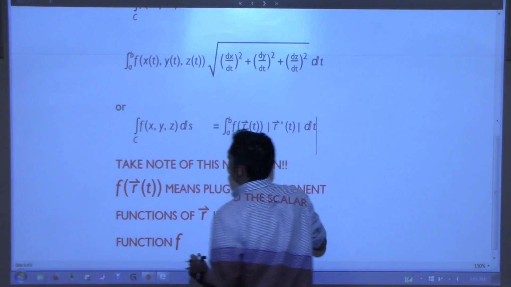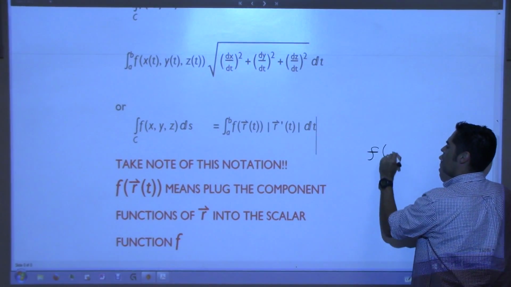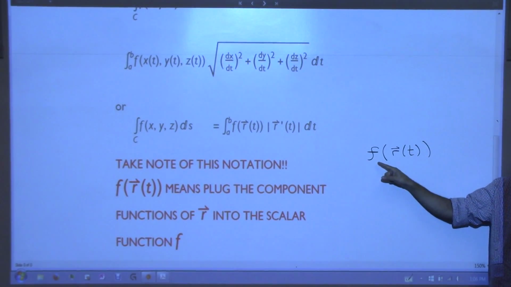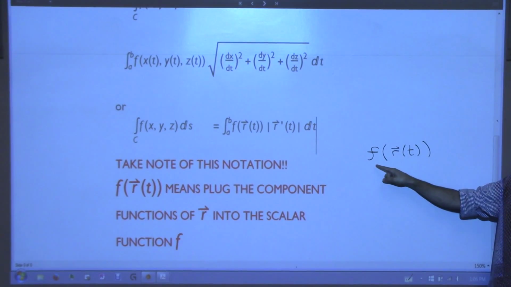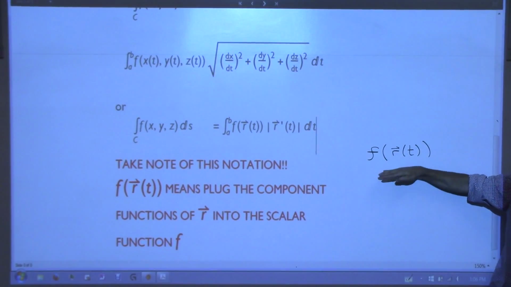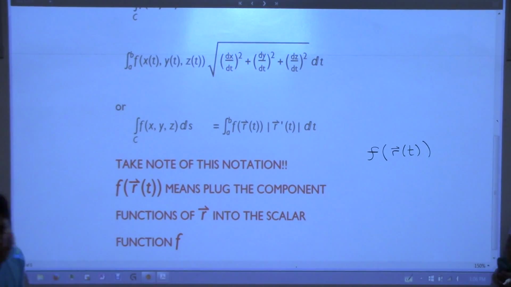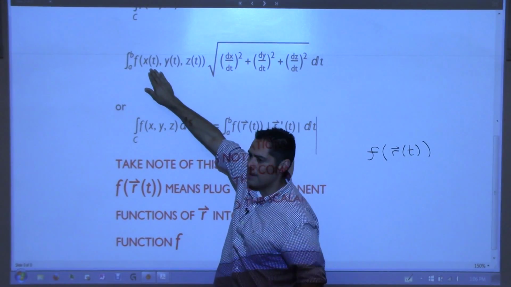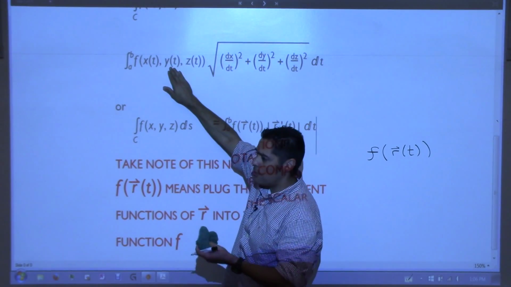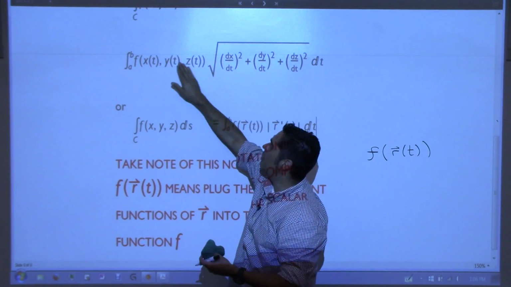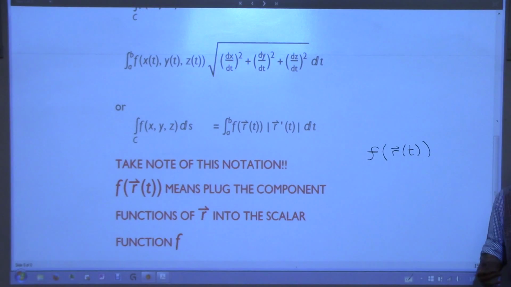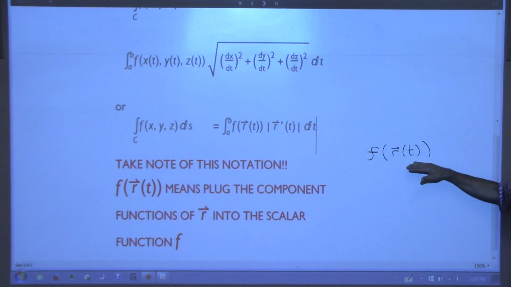And what do we mean by f of r of t? Because we've never seen this. We're taking a vector function and plugging it into a scalar function. So this is a notation thing. What this actually represents is you're going to take the x component and plug it into the x on the scalar function, the y component of the vector function r of t, plug it in for the y, and then the z component function, plug it in for the z. It's weird to plug a vector function into a function, so we have to understand what it means when you write this down.